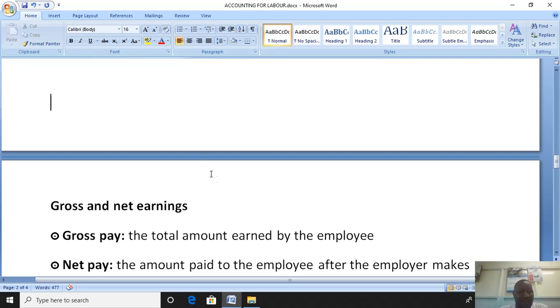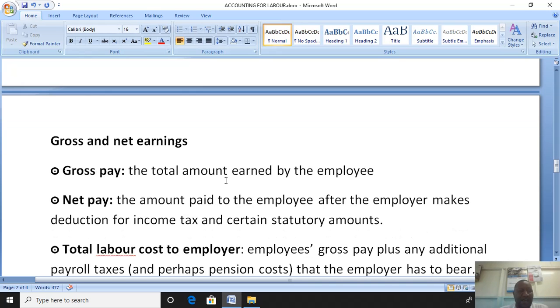Now let's look at the gross and the net earnings. As I said earlier, many countries use the PAYE system when it comes to remunerating workers. So PAYE system means the company has to deduct the income taxes and other statutory deductions from a person's gross pay, and so what a person gets at the end of the day is what is called the net pay. The net pay is just the gross pay minus statutory deductions, including the income tax.